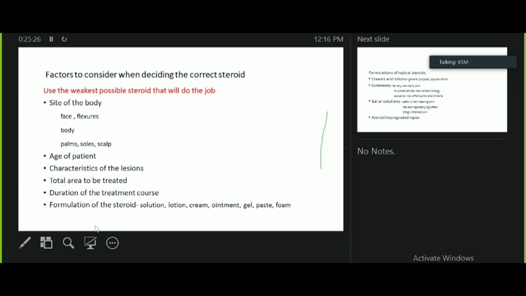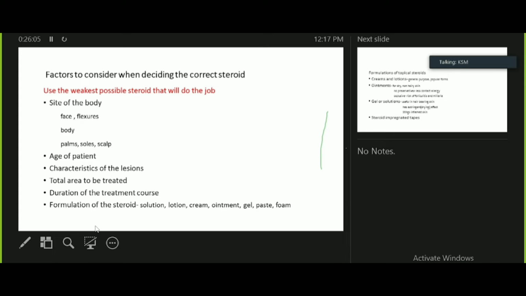So these are the factors to consider when deciding the correct steroid to use. The golden rule of using steroids is always use the weakest possible steroid that would do the job. So it depends on the site of the body. On the face and flexures, where you have thin skin, you have to use the least potent steroids like hydrocortisone. For the body, you can use moderately potent ones. And palms, soles and scalp have thick skin, so you can use more potent ones for these areas. And age of the patient.